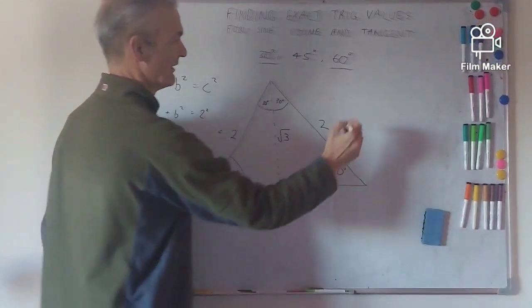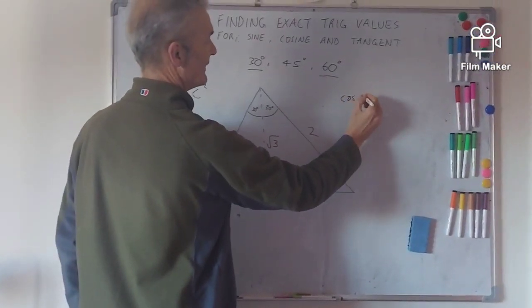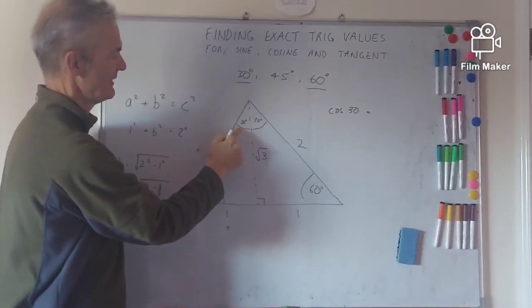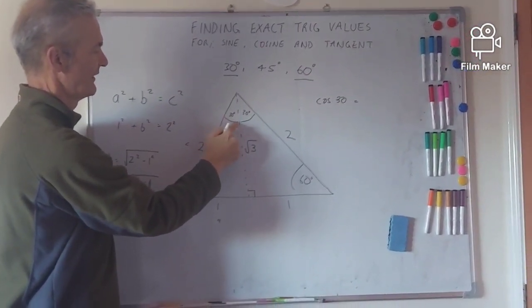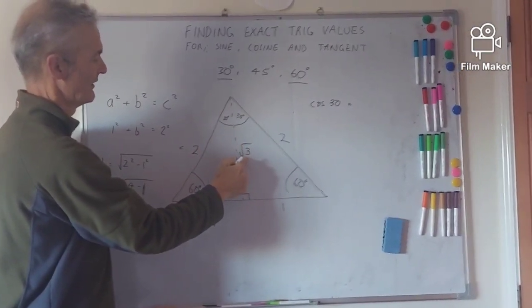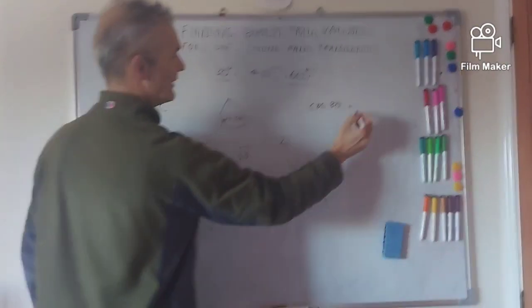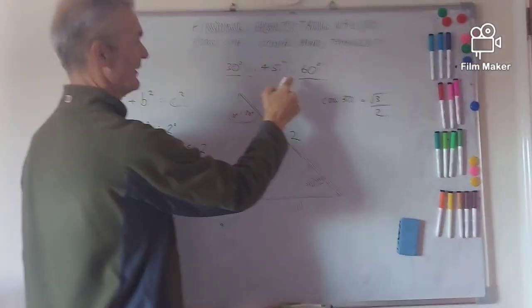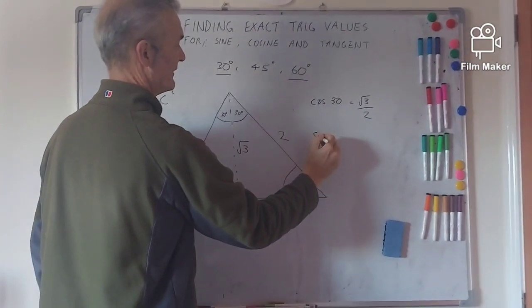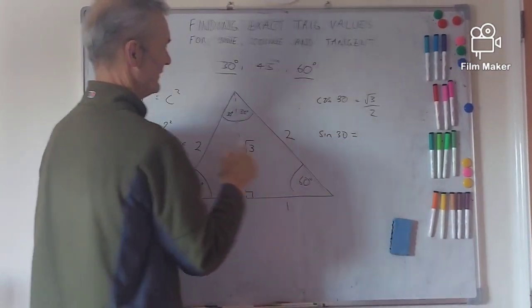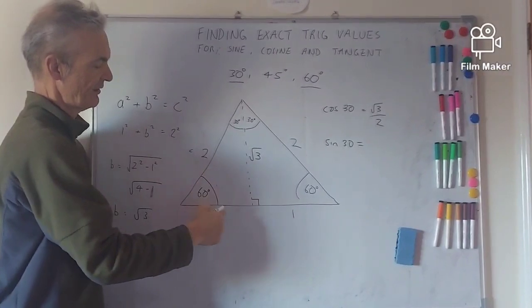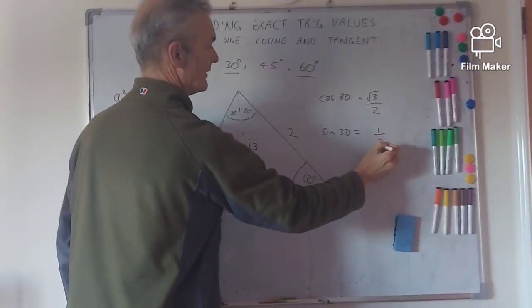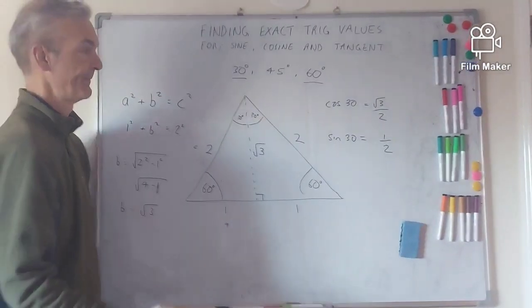Now we can use this to find these 2. So let's have a look. What's cos 30? So we've got a 30 up here. We're going to use this. Cosine of this, so that's adjacent over hypotenuse. So that is root 3 over 2. What about sine 30? So we'll stick with this. Sine 30 is opposite over hypotenuse. So that's 1 over 2.